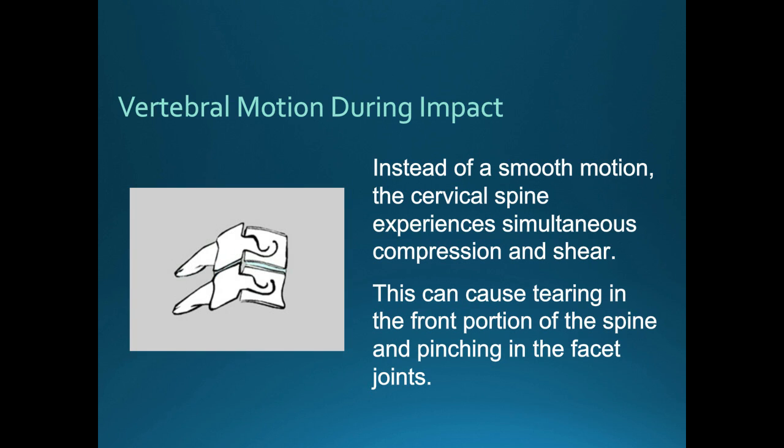In an impact like we saw in the initial slide of the two cars colliding, instead of a simple smooth motion, you get both a rapid vertical impact as well as a twisting. If you can imagine that you're pressing down on a jar, twisting it open, you're getting both of those pressures applied to the spine. And that can cause a variety of problems, not only to the joint, but also to the disc. What happens is that this can cause a tearing and cause these facets to pinch or even lock in place at the time of injury.